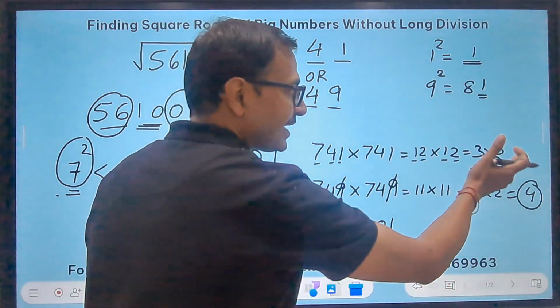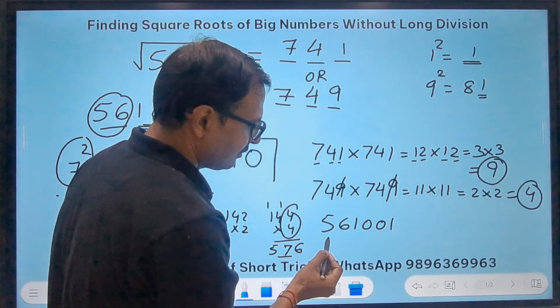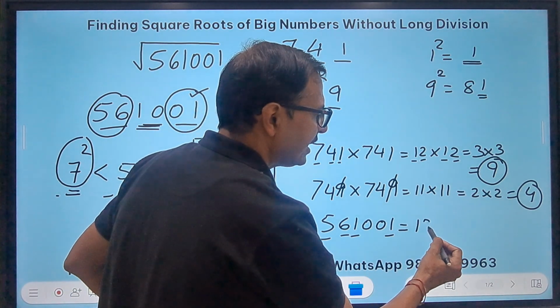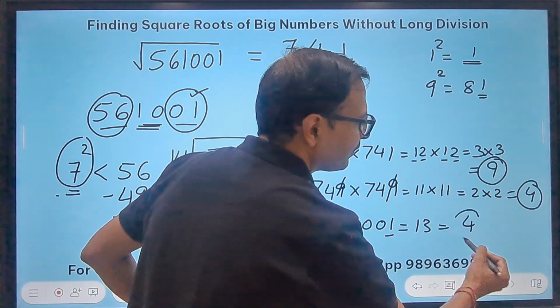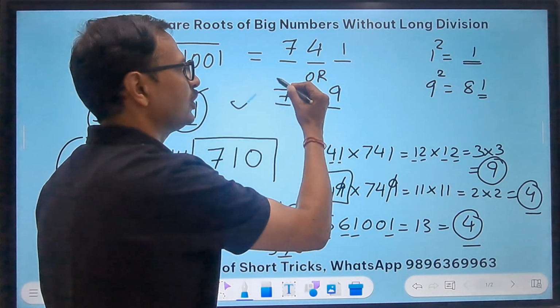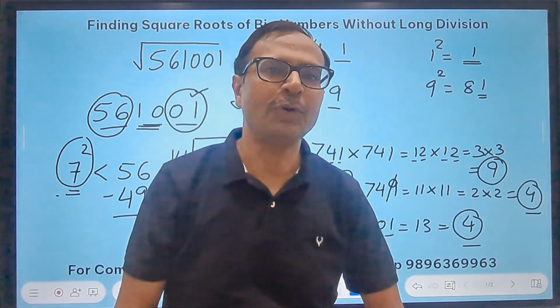And let's see which single digit matches this. 5 plus 6, 11, 12, 13. 13 means 1 plus 3, 4. And it matches with 749, and so your answer for the question is 749.